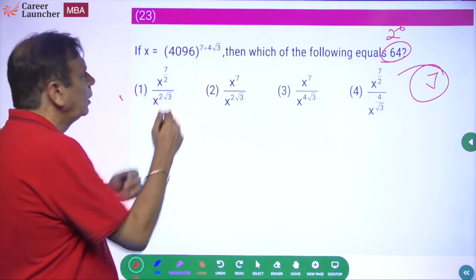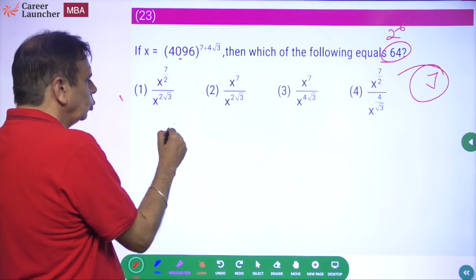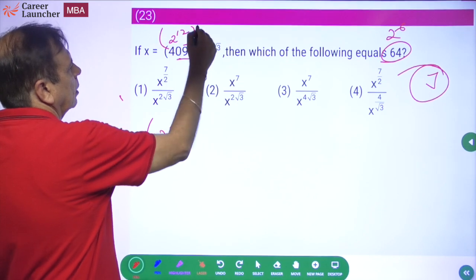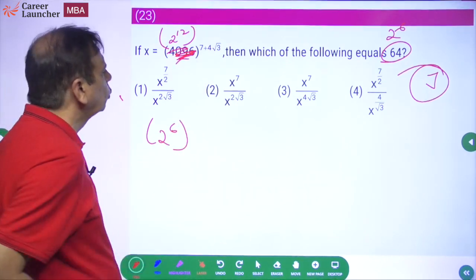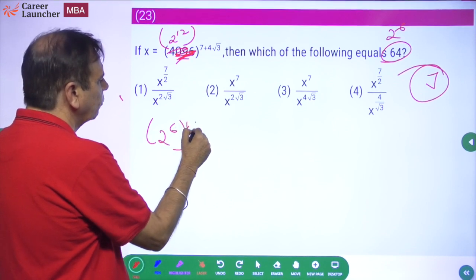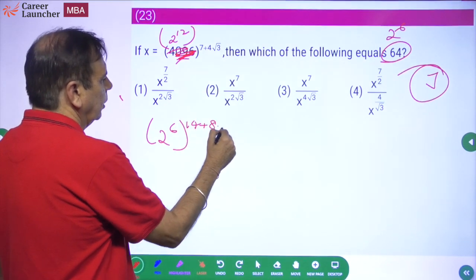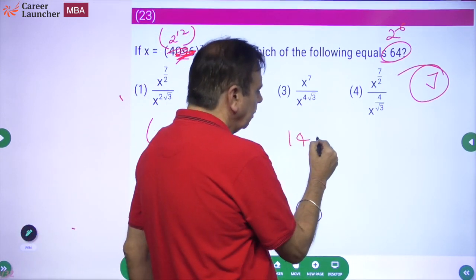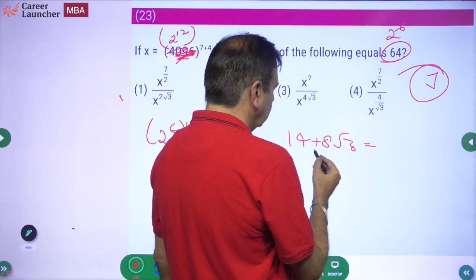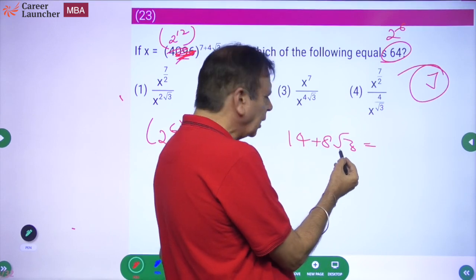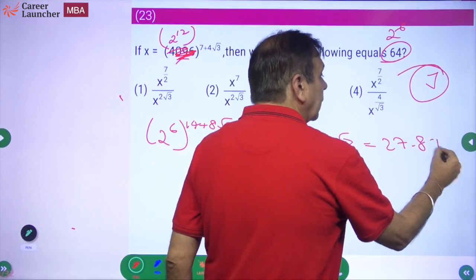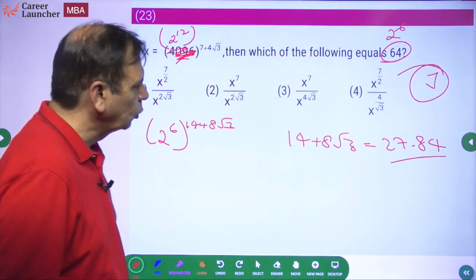But quickly, this is nothing but 2 to the power 6. This is 2 to the power 12 actually. So instead of this, you could be writing 2 to the power 12. And obviously 6 है तो इधर square आ जाएगा. This becomes 14 plus 8 root 3. And 14 plus 8 root 3 we identified to be equal to, this was I think 13.8 or 13.9. So 14 plus 13, 27. Approximately 27.84 is what we found it to be.